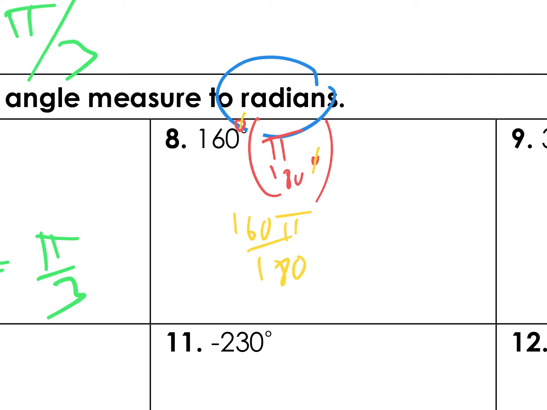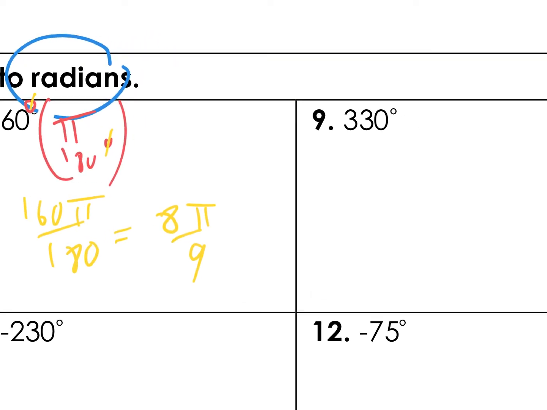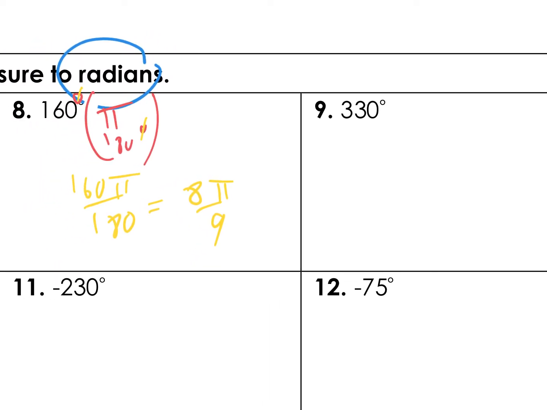I'm just saying it would be easy to just plug the 160 over 180 into the calculator. How much? 8 pi over 9. There you go. 8 pi over 9. That's one I've never memorized, and I don't think I'm going to memorize it today either. Can we just leave it at 160 over 180? Or like 160 pi over 180?